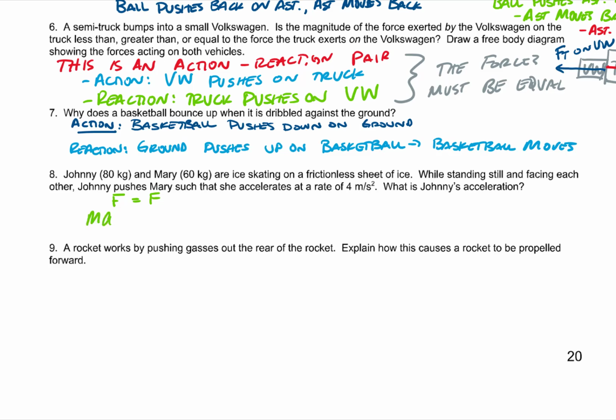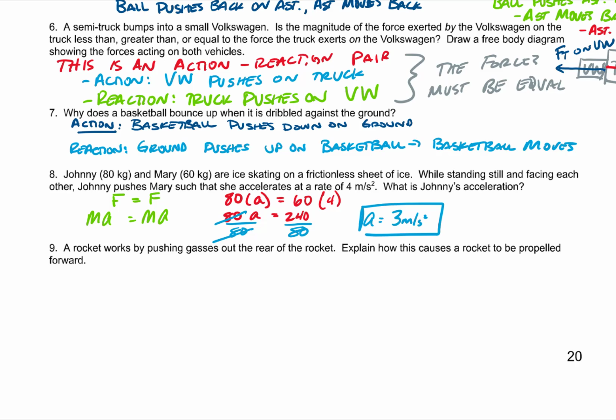Well, mass times acceleration is what that net force is equal to. And so Mary's mass times her acceleration is equal to Johnny's mass times his acceleration. So 80, Johnny's mass, times his acceleration, which we don't know, is equal to 60, Mary's mass, times her acceleration, which is 4. So 80A is equal to 240. Divide both sides by 80, and that acceleration comes out to 3 meters per second squared.